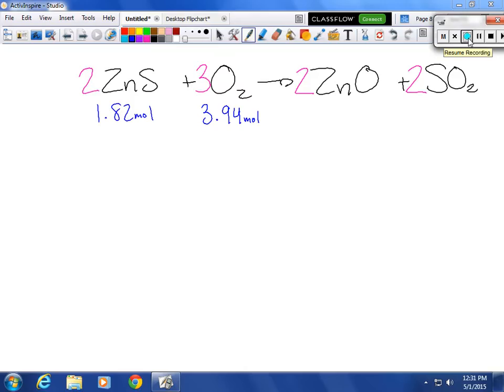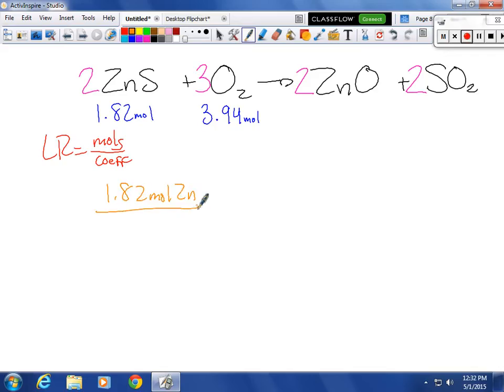Alright, so here's the question. It says, if 1.82 moles of zinc sulfide is heated in the presence of 3.94 moles of O2, which is the limiting reactant? So remember that little cheat? LR is equal to moles divided by the coefficient. Alright, so I've got 1.82 moles of ZnS divided by what? 2. And then I've got 3.94 moles of O2 divided by 3.